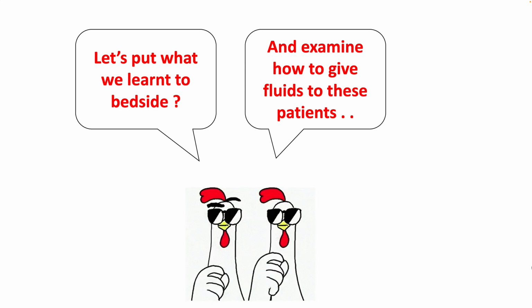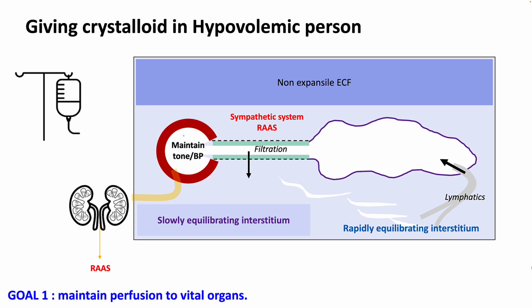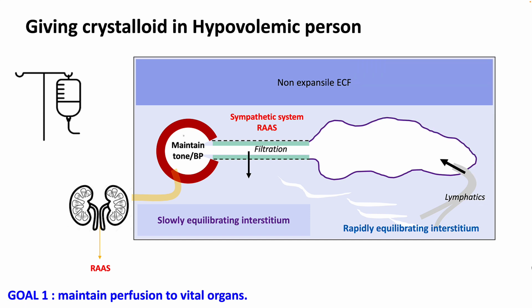So let's see how to give fluid to these patients. When you give crystalloid to these patients, 2 things happen. First, the activity of your sympathetic nervous system and renin-angiotensin system reduces, and fluid tends to maintain the tone and the blood pressure. And this can be observed by looking at improving tachycardia. So the main goal of crystalloids or IV fluid in hypovolemia is to maintain the perfusion of vital organs.